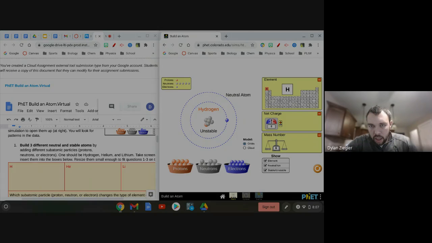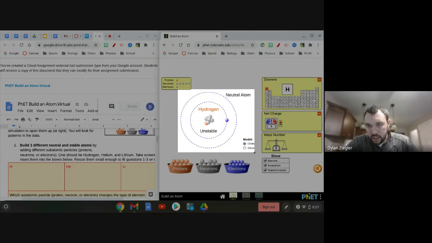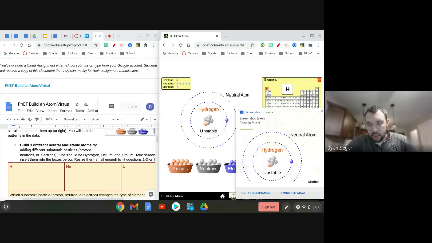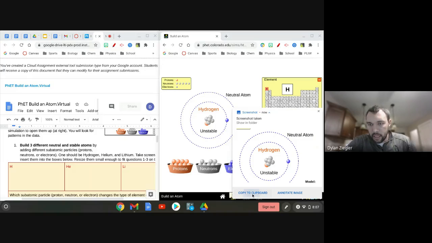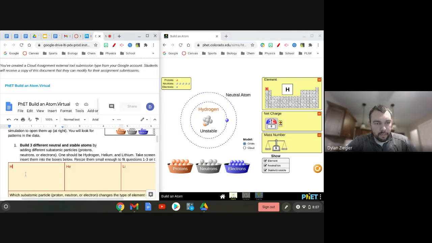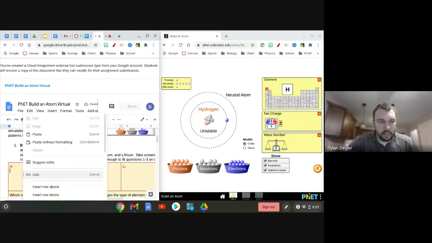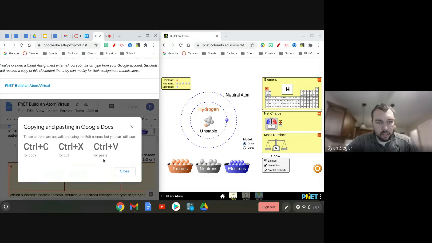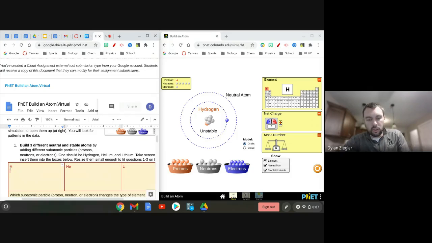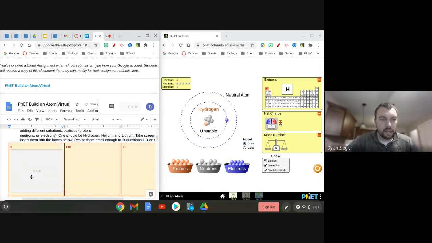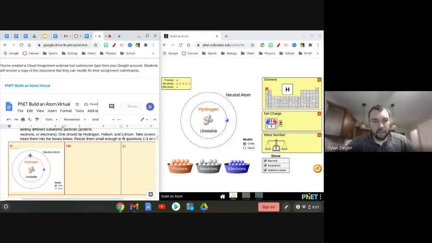I can draw a box and it'll screenshot this down here. And then I can copy it to clipboard. I can go over here, and then I can paste. Okay, so Control V for paste. All right, and then we have our neutral hydrogen atom.